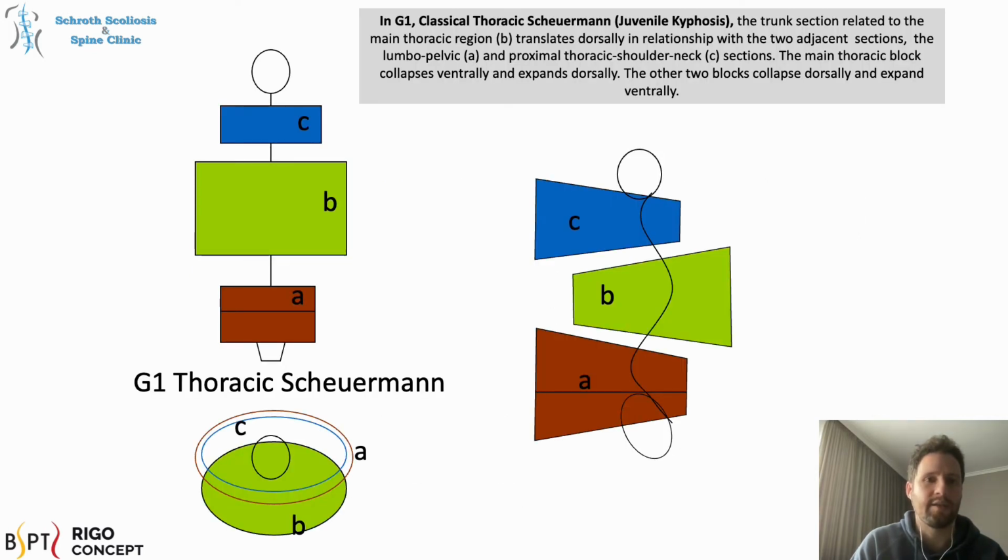So here you can see a typical representation of a thoracic Scheuermann kyphosis when we have the body divided into blocks. It comes from the original Schroth method. So we have the thoracic block that is shifted backward, and the shoulder block is shifted forward, and the lumbopelvic block is also shifted forward.